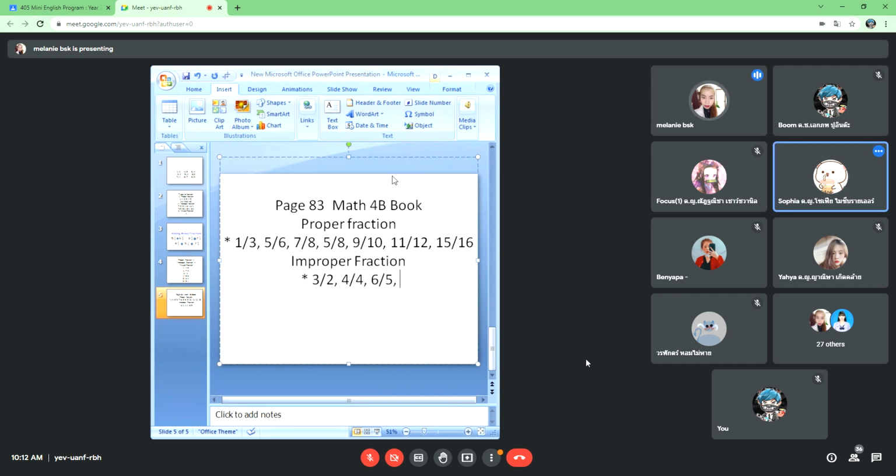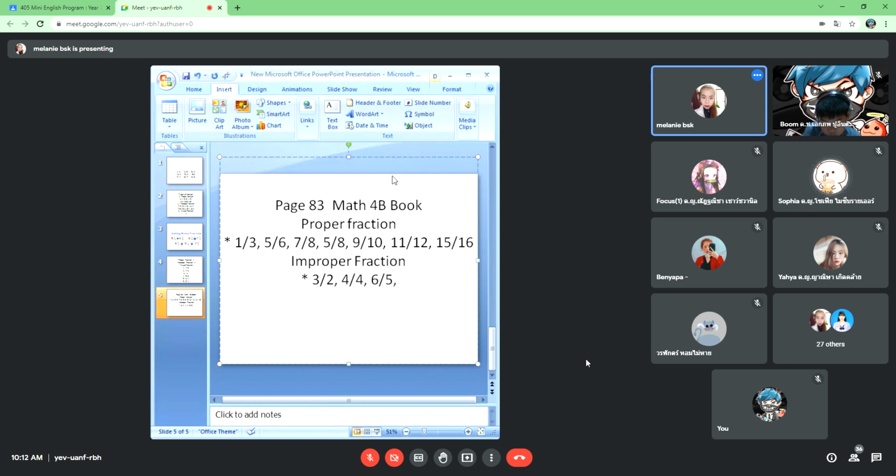Yes. 5/6, not 6/5. We are in the improper fraction. Okay, next. What next for the 6/5? We are in the improper fraction.